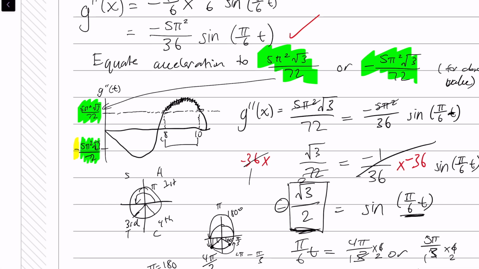So again, this is what I was saying. This is our t1, this is our t2. The distance between that is what we're trying to find.